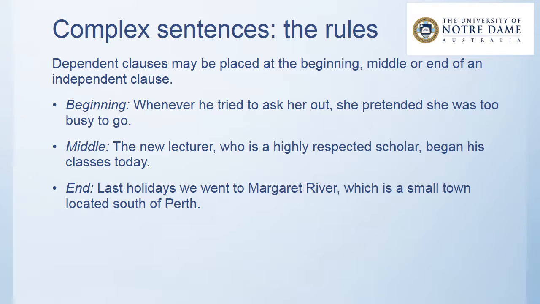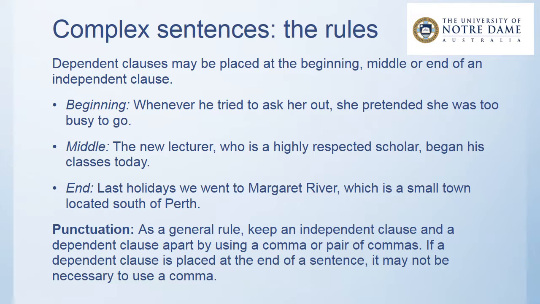Last holidays, we went to Margaret River, which is a small town located south of Perth. In this case, the dependent clause, which is a small town located south of Perth, is at the end of the sentence. Let's talk about punctuation. As a general rule, keep an independent clause and a dependent clause apart by using a comma or pair of commas, just like you can see in these three examples. If a dependent clause is placed at the end of a sentence, it may not be necessary to use a comma.